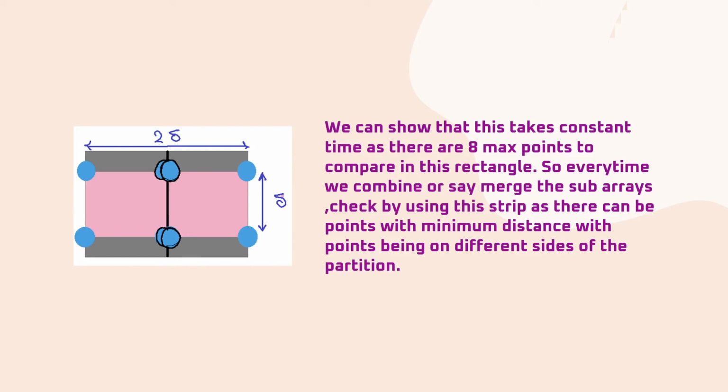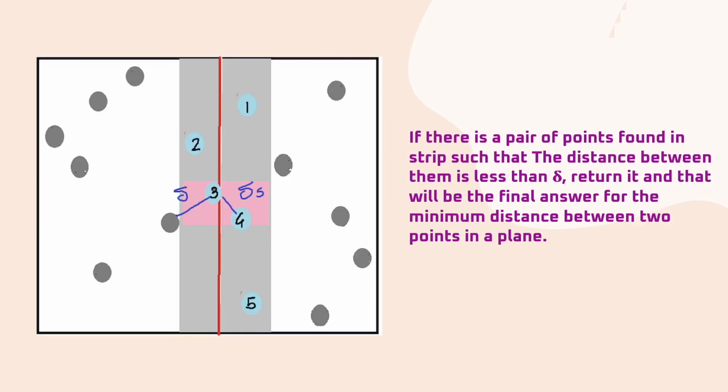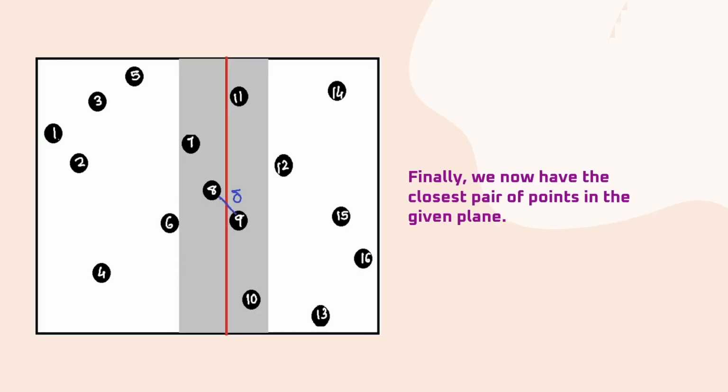So every time we combine, or say merge, the subarrays, we will check by using this strip, as there can be points with minimum distance with points being on different sides of the partition. If there is a pair of points found in the strip such that the distance between them is lesser than delta, we will return it, and that will be the final answer for the minimum distance between 2 points in a plane. Finally, we now have the closest pair of points in the given plane.